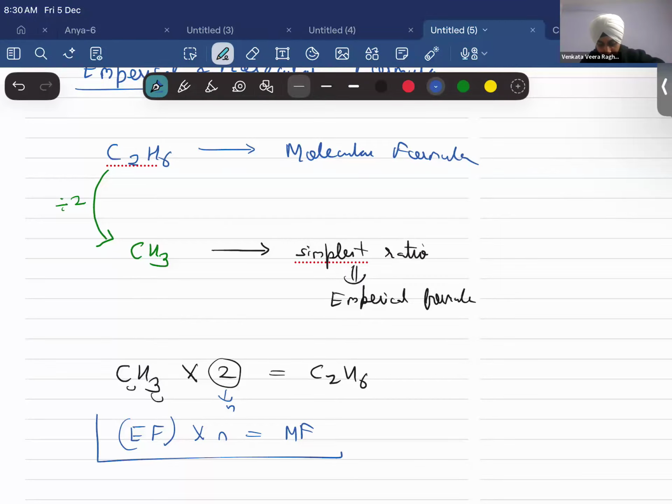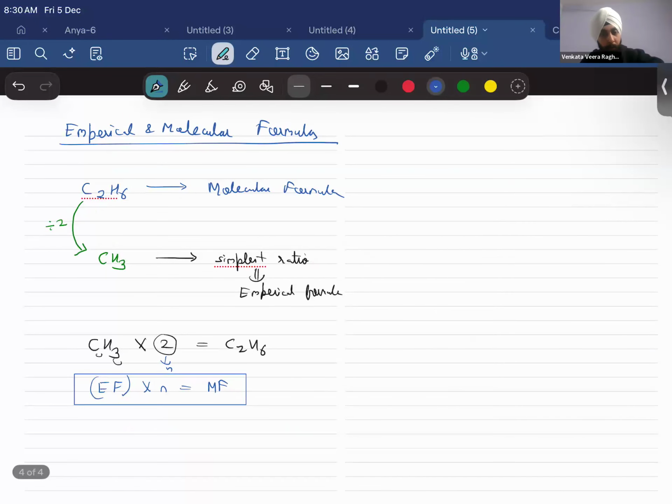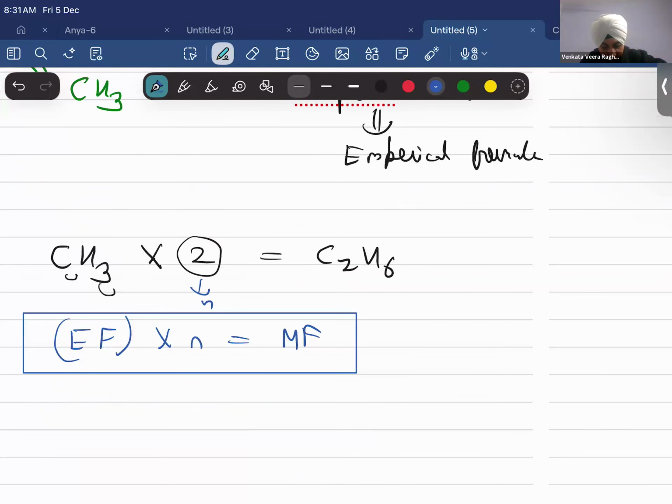Yes, exactly. Now, in the question, what will they give you? They will give you the molecular formula weight, and some data to find out the empirical formula yourself. In the final question, they want you to find out the molecular formula. So to find the molecular formula, what do I require? You require empirical formula into n. How can we find out this n value?